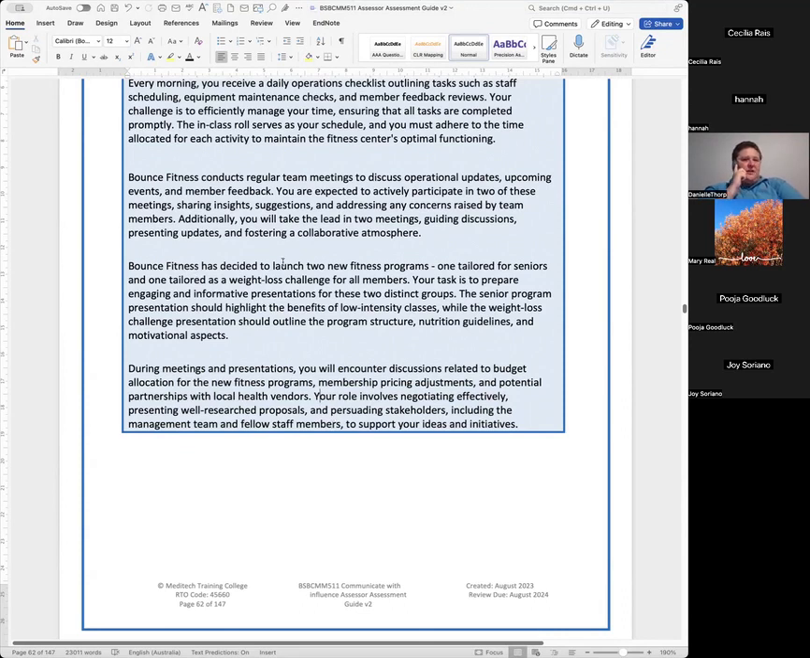Sorry, where it says the one tailored for seniors and one as the weight loss challenge, are these two distinct groups? Is that the groups it was referring to? Yeah, these are two distinct groups. They're the two groups that I mentioned before. So you're going to have two outcomes. One outcome is going to be for the seniors group, and the other is going to be for the weight loss group. So you'll have two distinct groups that you're going to be working with here.